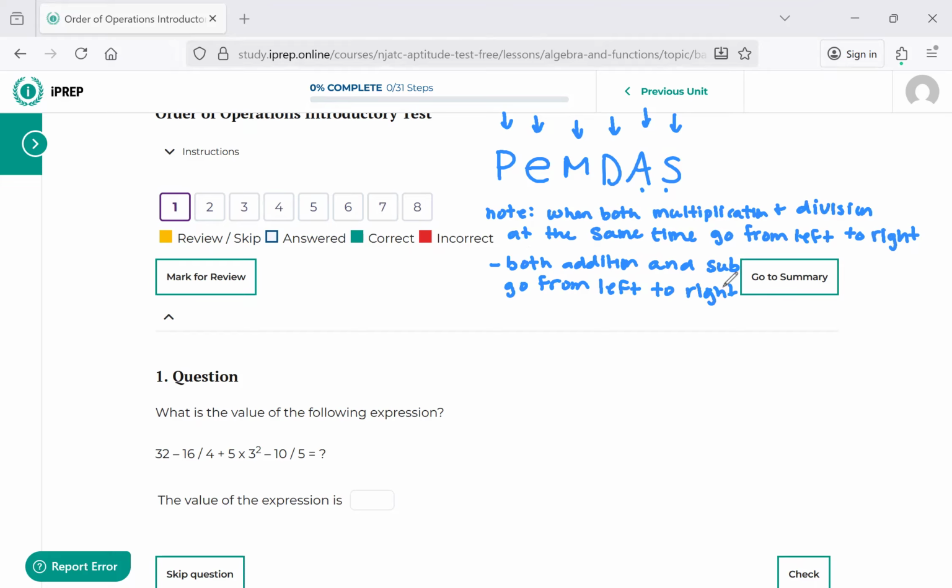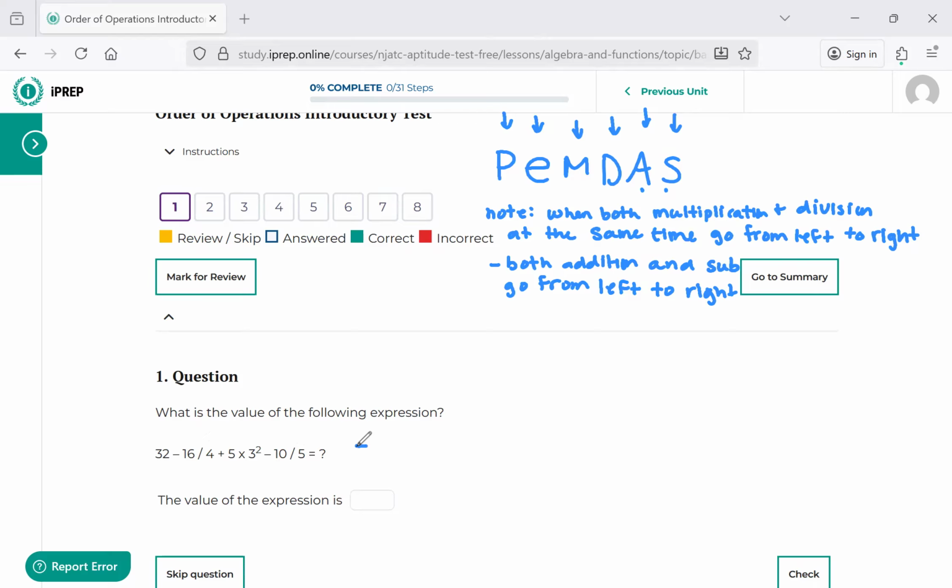Okay. So let's look at question one. We have 32 minus 16 divided by 4 plus 5 times 3 square minus 10 over 5. So that looks extremely confusing. You're probably thinking, what do I do first? Well, let's rewrite this. This is what I would do.